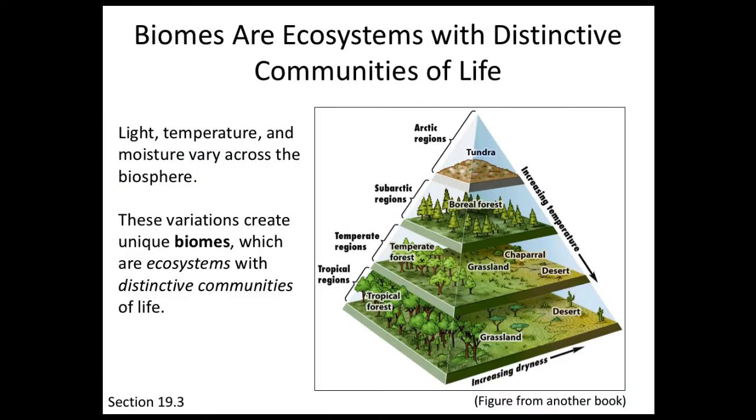In the next section of our textbook, we're going to talk about biomes. Biomes are defined as ecosystems with distinct communities of life. The primary factors that contribute to biomes include light, temperature, and moisture. And as light, temperature, and moisture vary across the biosphere, it will lead to the formation of these unique biomes. Biomes are simply ecosystems with distinctive communities of life.